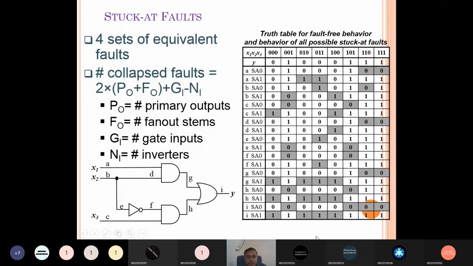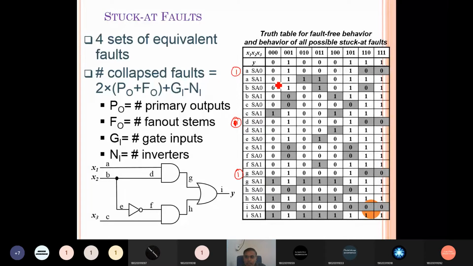So here, stuck-at faults: 4 sets of equivalent faults. If from this table you want to find the equivalent faults, we can find this is one set of equivalent faults. A stuck at 0 can be detected using these two combinations. B stuck at 0 can also be detected using the same combination. G stuck at 0 also is detected using the same combination. So we can say this is one equivalent combination.